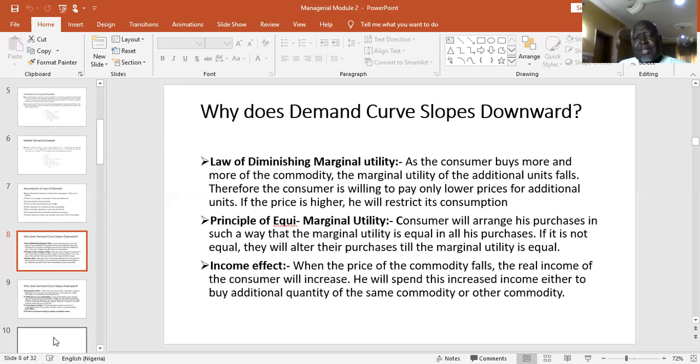And then the income effect. When the price of the commodity falls, the real income of the consumer will increase. He will spend this increased income either to buy an additional quantity of the commodity or to buy another commodity. That means if you wake up to find that the big bottle of Coke is no longer selling for 150 but, let's say, 100 naira, when you go there with your 150 in your pocket, you have 50 naira more. So if there's another, smaller bottle of Coke at 15 naira, then you can buy big and small rather than buying just one. So the quantity of Coca-Cola demanded increases because your real income has also increased. That's what you call the income effect.